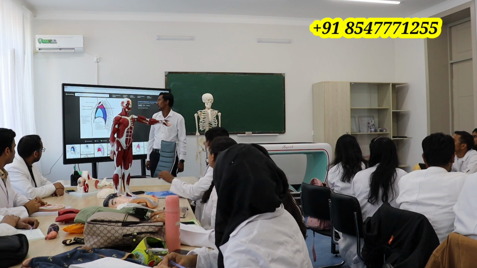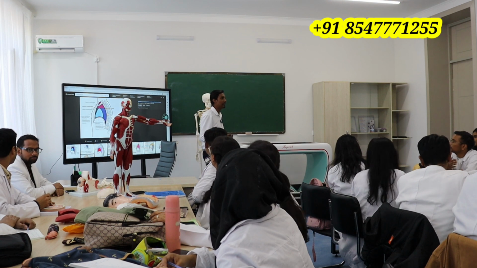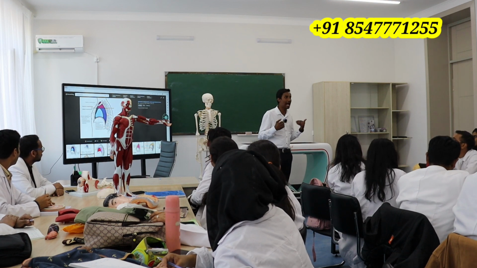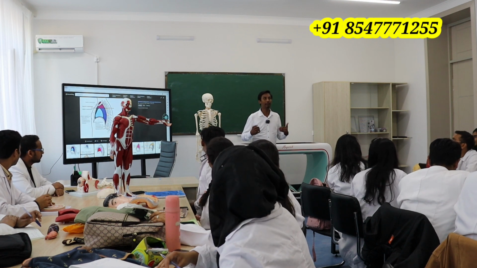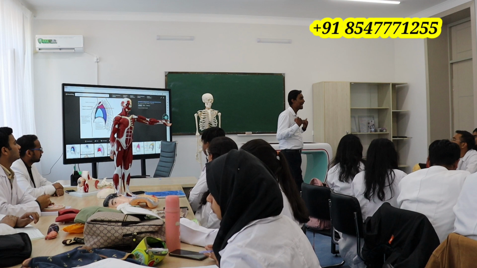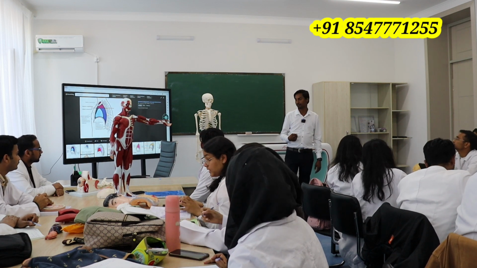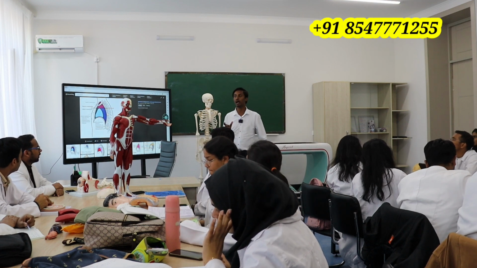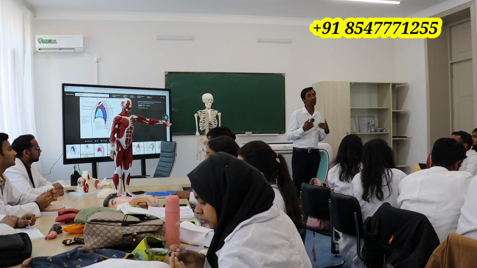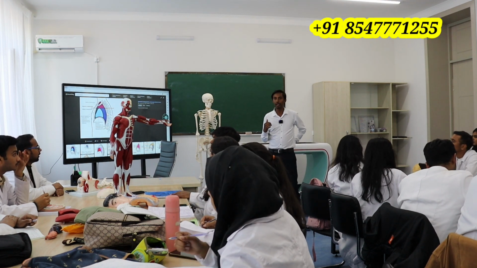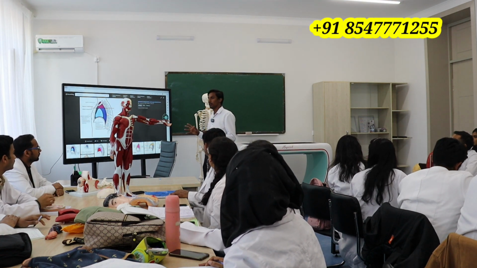Okay, mediastinum. We have the borders of the mediastinum. Anteriorly we have the breastbone and ribs. Laterally we have the mediastinal pleura. Inferiorly we have the diaphragm. Superiorly we have the upper aperture of the thoracic cage, the thoracic aperture. And posteriorly we have the vertebra and the ribs. These are the borders of the mediastinum.